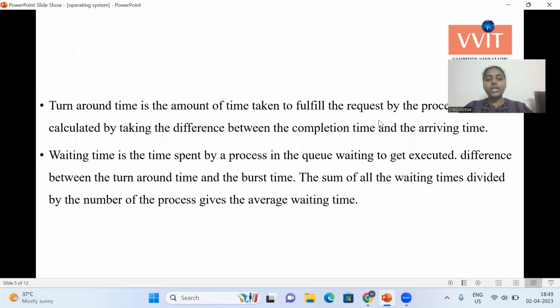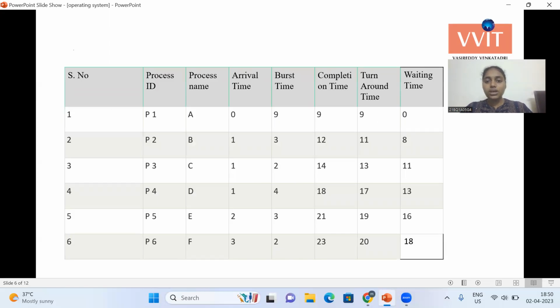Turnaround time is the amount of time taken to fulfill the request by the process, calculated by taking the difference between the completion time and the arrival time. So just now we have calculated the completion times, right? By taking the difference of completion time and arrival time, we will get the turnaround time. So see here, for process P1, completion time is 9 and the arrival time is 0. 9 minus 0 equals 9.